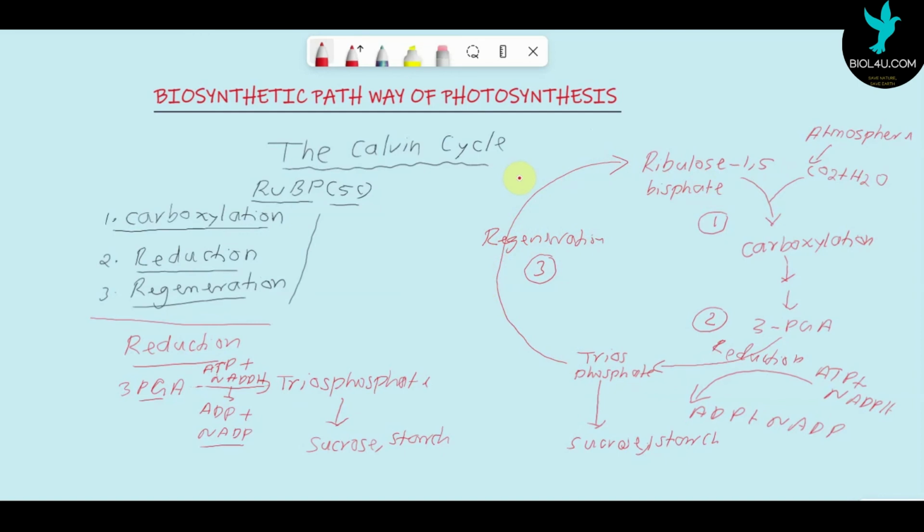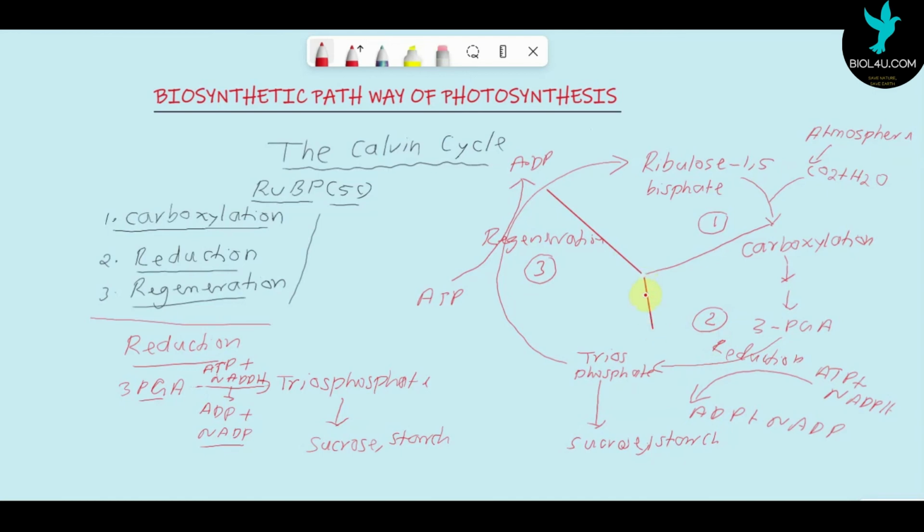So here 1 ATP is utilized, converting into ADP, and energy is released, and that energy is utilized for the conversion of the triose phosphate to ribulose bisphosphate. So we can divide the cycle into 3 stages. Number 1 is called carboxylation, number 2 is the reduction, and number 3 is the regeneration.